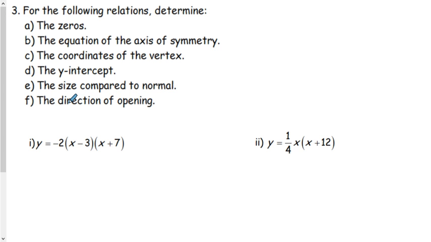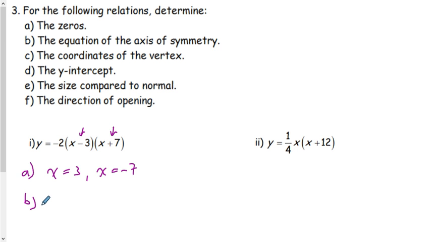Okay, for A, we have to find the zeros. So to find the zeros, I just have to look in the brackets, and I'm going to take the opposite sign, right here and right here. So my zeros are going to be x is equal to 3, or x is equal to negative 7. Those are my x-intercepts for my zeros. Again, you could write it as points. That would be fine too.